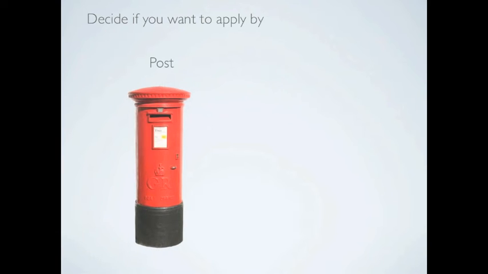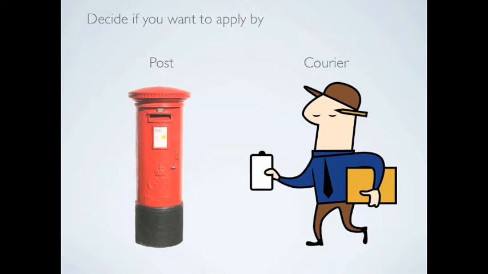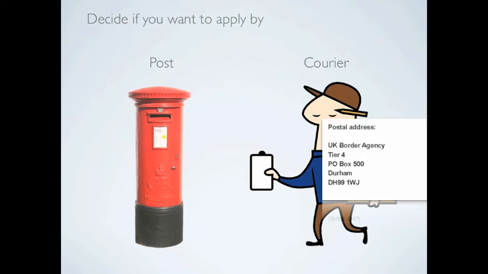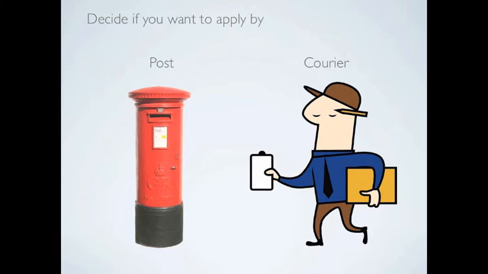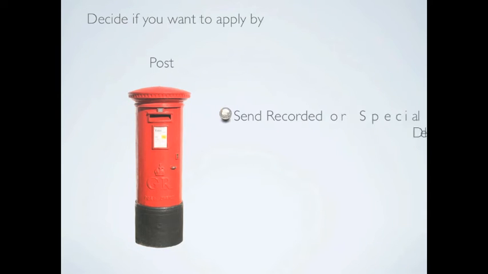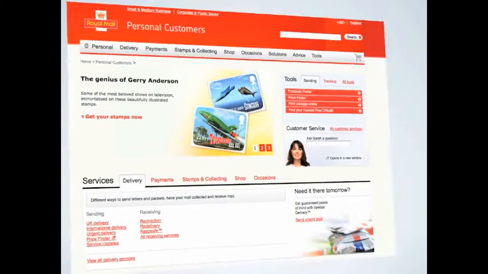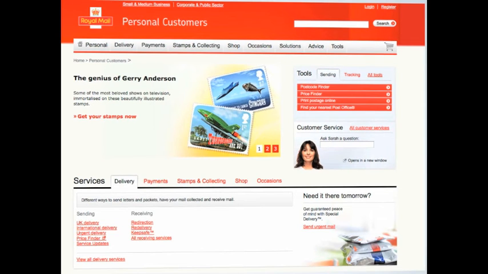Choose whether to send the application by post or by courier, and make sure to put the correct address for the method you choose as shown on the front of the form. If you send your application by post, make sure to send it by recorded delivery or special delivery and keep the receipt. You will be able to check the package has been delivered, and if you are posting the application close to the date of your visa expiry, this will prove that you sent it in time.